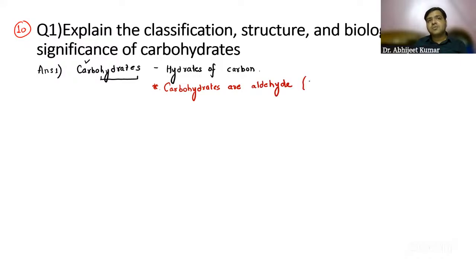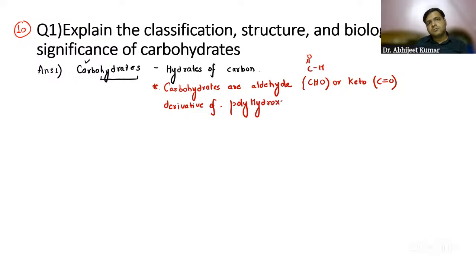Now, when I say aldehyde, you guys already know the functional group. It is CHO, C double bond O H, right? This you can also write as CHO, or keto derivative. Now, when I say keto, you already know it is C double bond O, right? Keto derivative of polyhydroxy alcohol. Now, guys, let us just try to understand this definition.